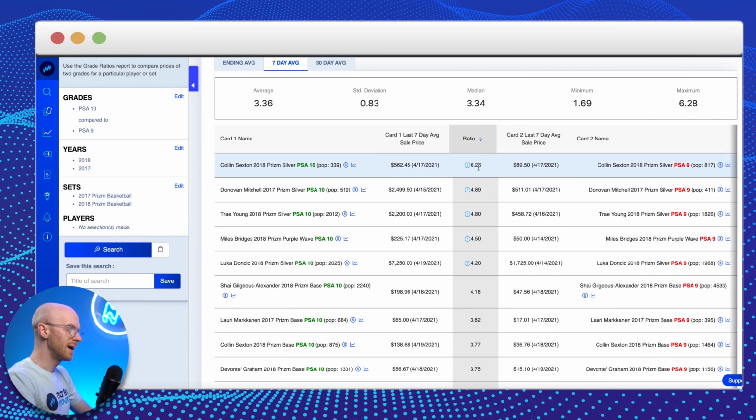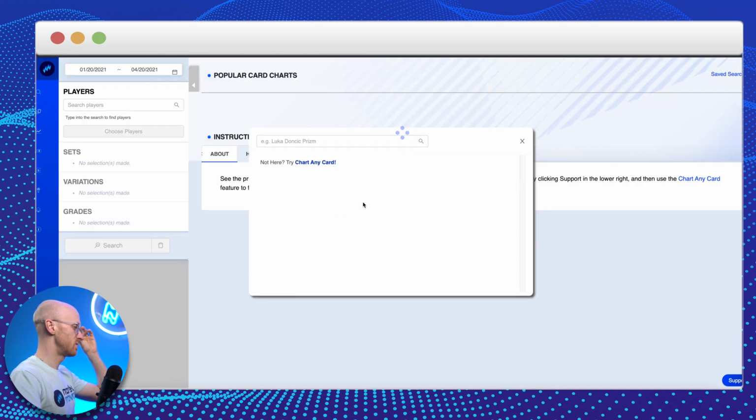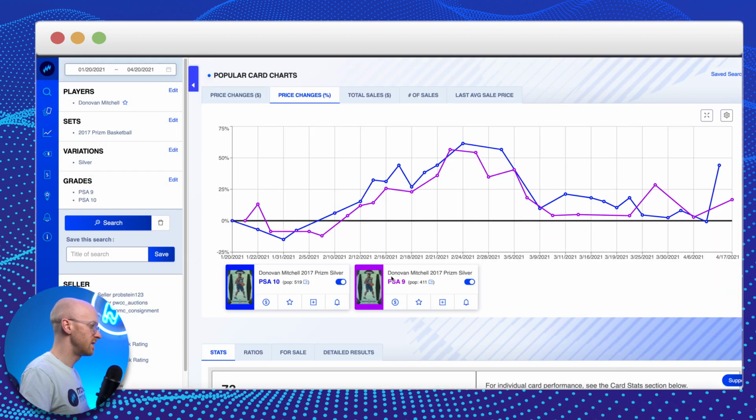You can go down this list and look at all of these. Same thing with Donovan Mitchell's Prizm Silver, is the PSA 9 a buy? Come out here and see what's happening with the trend. You can see that the 10 looks like it's recently shot back up. Maybe there's an opportunity to catch the 9 while it's playing catch up.